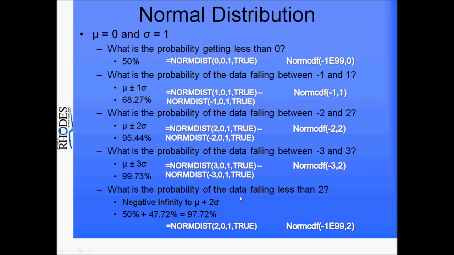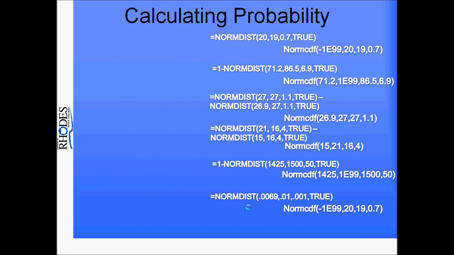Okay. Now, what's the probability of the data falling less than 2? In Excel, it's pretty straightforward. It thinks from left to right. So from -infinity up to 2, it's true, it's a CDF. It's 0, it's 1. It should come up with 97.72. And for the calculator, again from -infinity on up to +2. So you got -1E99 and up to 2, and that should spit out 97.72 as well.